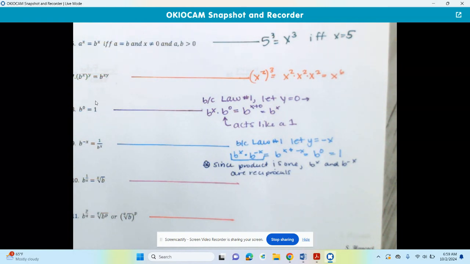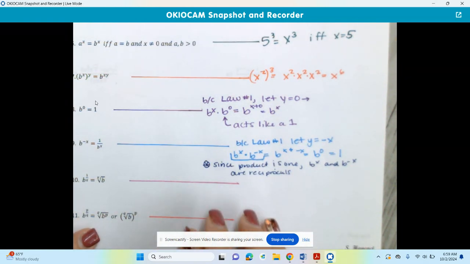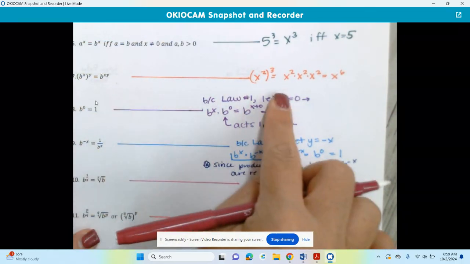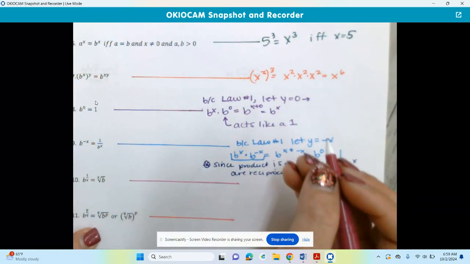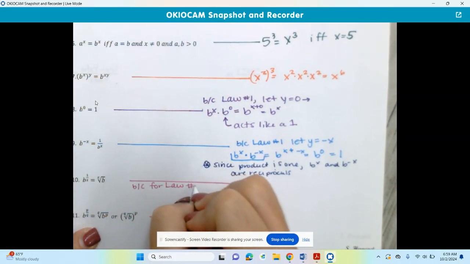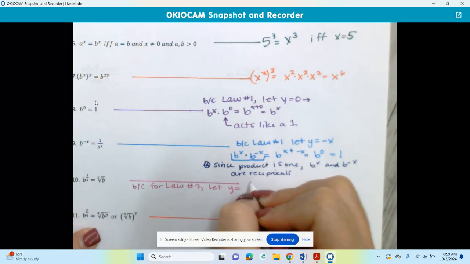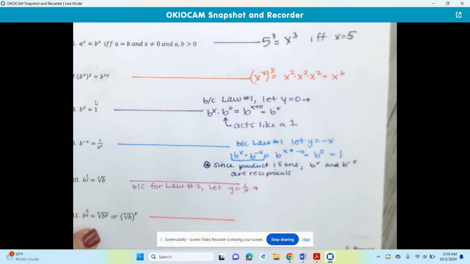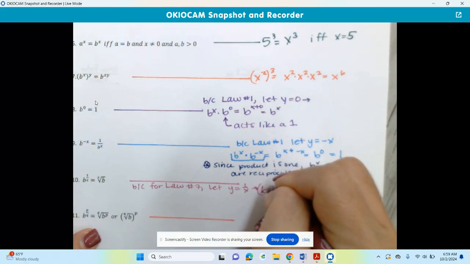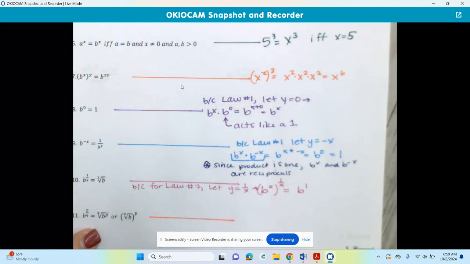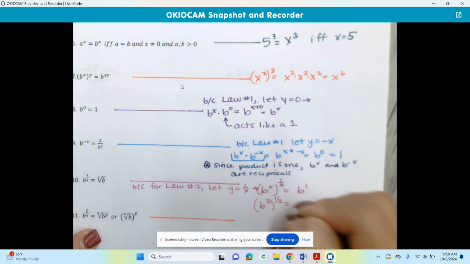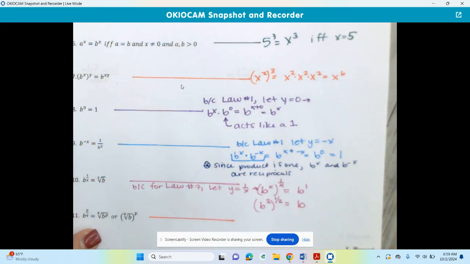All right, so let's look at number 10. A couple more. I'm going to have to write under here as well. Because we're going to use law number 7 for this one. Law number 7, we're going to let y equal 1 over x. If we do that, then b to the x to the 1 over x equals b to the first. So if you had b squared to the 1/2, the 2's are ultimately going to cancel, and it's going to give us b.